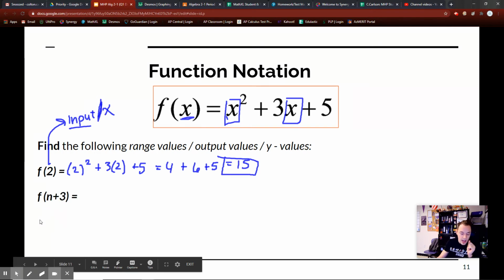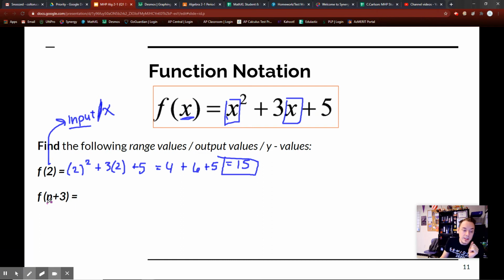Now, what if I have something like f of n plus 3? This one's a little bit more complicated, but I think we can do it. Now watch, we're going to do purple. I'm going to put n plus 3 everywhere I see x, which means in parentheses I have n plus 3, squared right here. So what did I do? I literally substituted that whole thing, the n plus 3, inside of that x, because that's my input. But that means I need to square it afterwards.